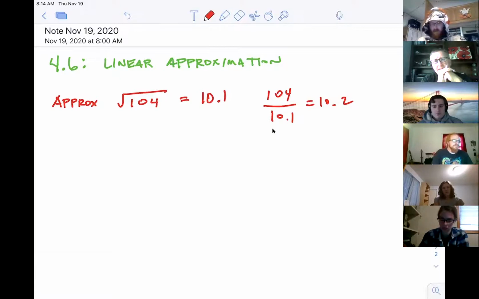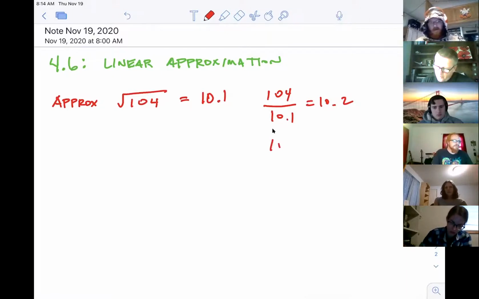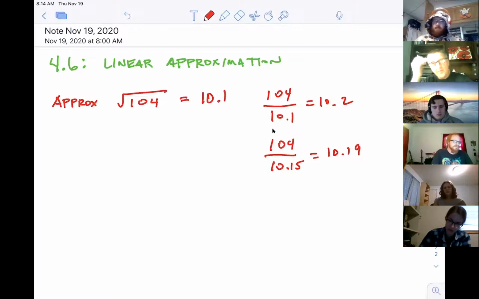And so the idea is, could you take the average of those two and say it's 10.15? Then you start over and say, okay, 104 divided by 10.15. Again, if you get 10.15, that means you got it right. But what if you get 10.19? Well, now you know it's halfway between 10.15 and 10.19, so you'd guess 10.17. Does it make sense? Computers are really good at stuff like that.